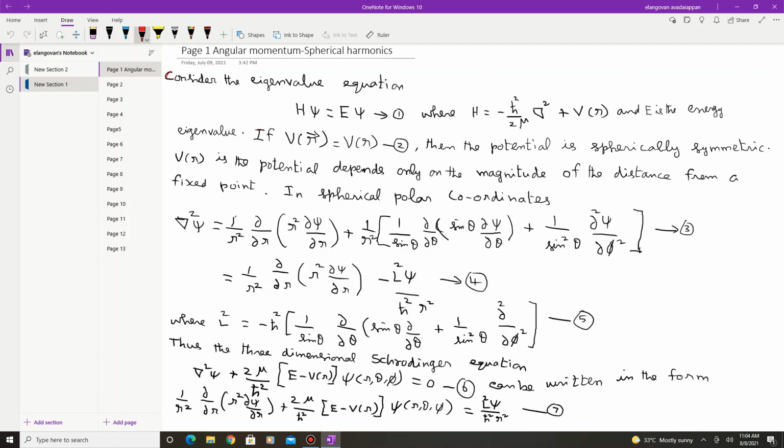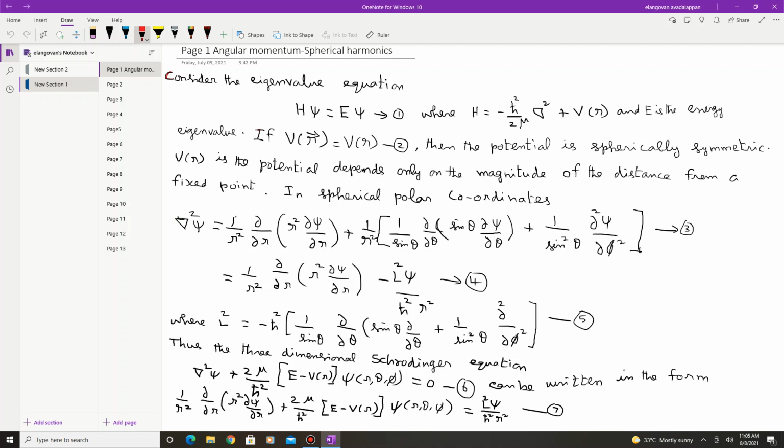If the potential V is a function of r only, a potential that depends only on the magnitude of the distance, then we call such a potential a spherically symmetric potential. So V of vector r is equal to V of r means the potential is spherically symmetric. It depends only on the magnitude of the distance, and it is independent of the angles theta and phi. So this is a symmetric potential.